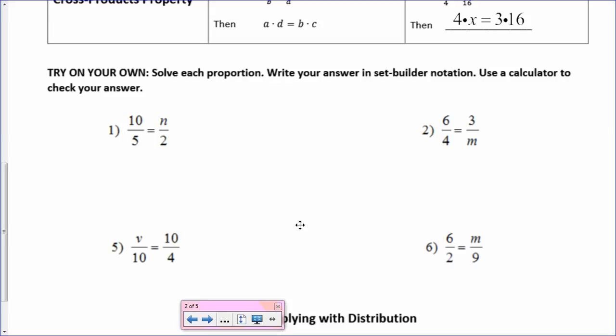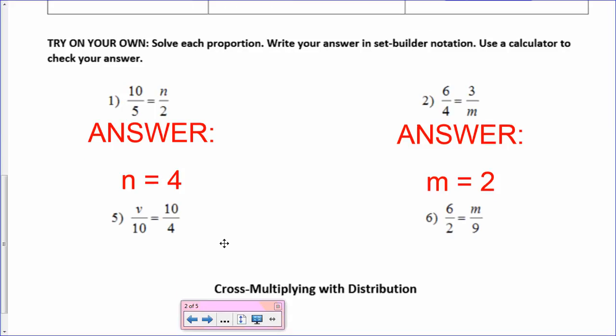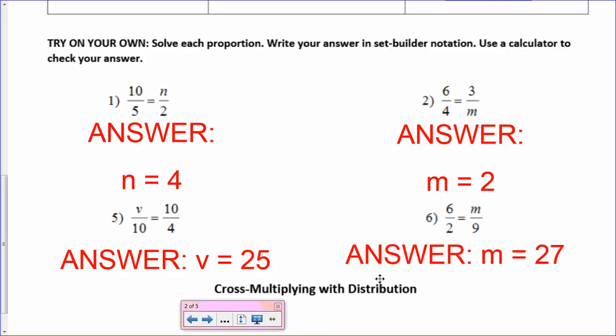Okay, welcome back. Hopefully it wasn't too bad. Number 1, the answer you should have gotten is n equals 4. You should be able to check that as well as put it in step builder notation. Number 2, you got the answer of m equals 3. Again, you should be able to check in the calculator and check your step builder notation. Number 5, the answer was v equals 25. And 6, the answer was m equals 27.